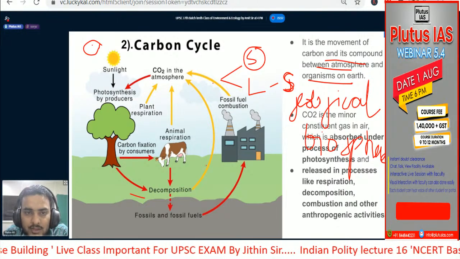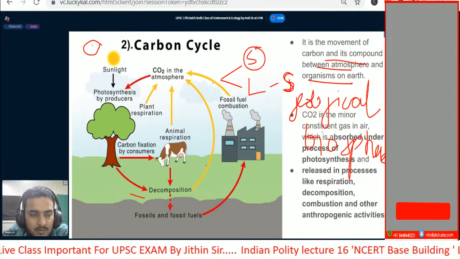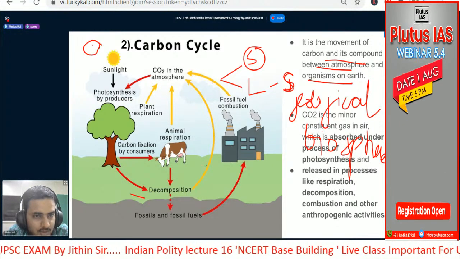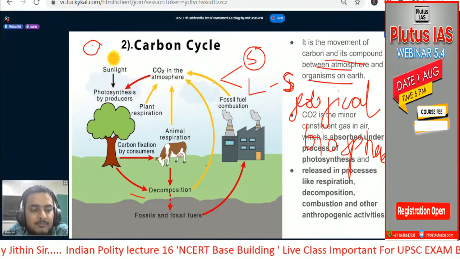Surya, good evening, Surya. Great. Yes, Surya. Good evening. Good evening.